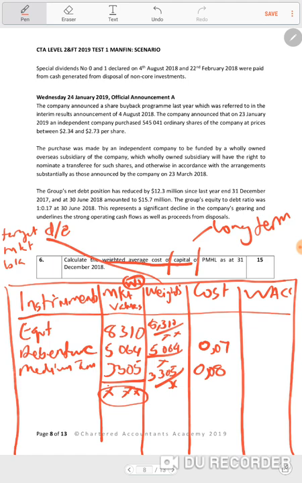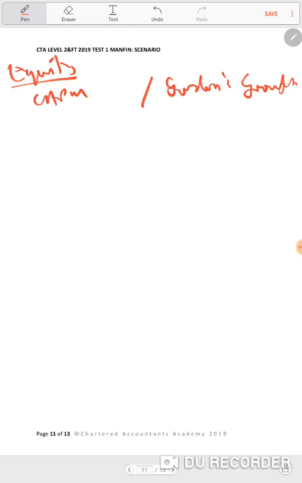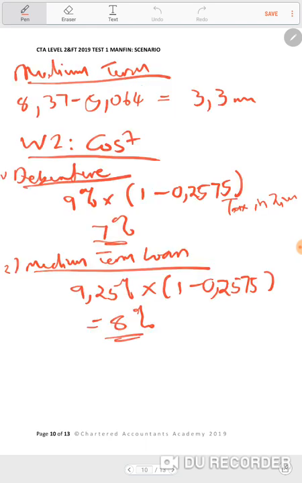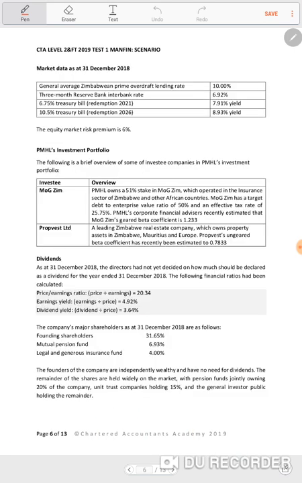So now we want our cost of equity, right? So this is now on our equity. So we know cost of equity, it's either you use the CAPM or you use Gordon's. Depending on the information that you are given, you need to determine which method to use. So let's look in our solution at which information we are given.